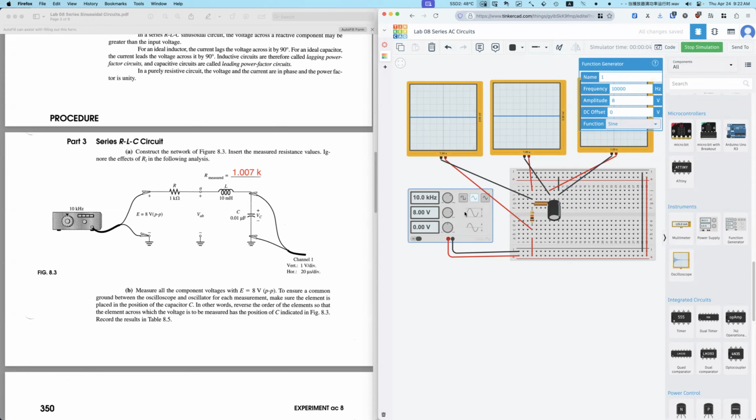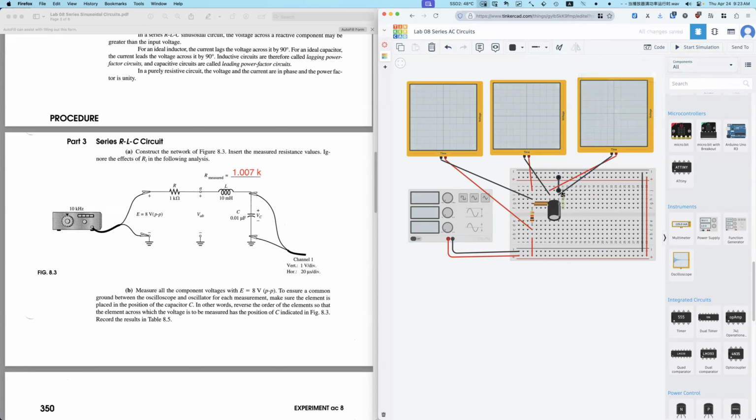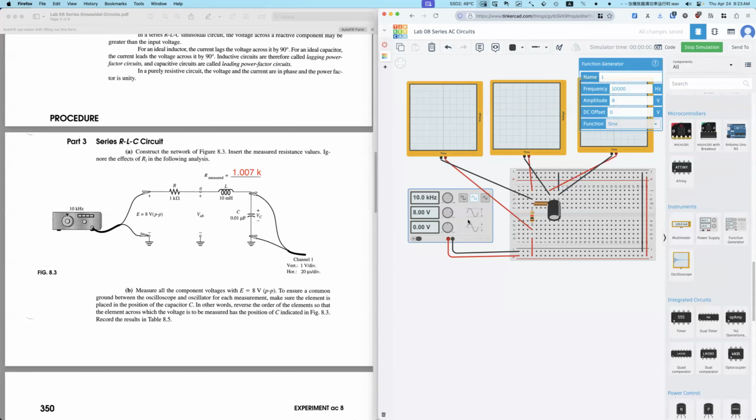Nothing is weird. So let me check. Oh, I did wrong. This one, you can see I connect to the positive power. This is like 10 kilohertz, still nothing. Yeah, this is correct.